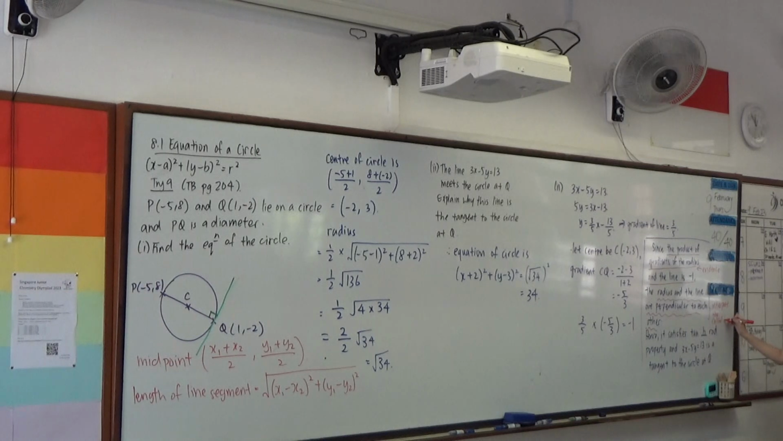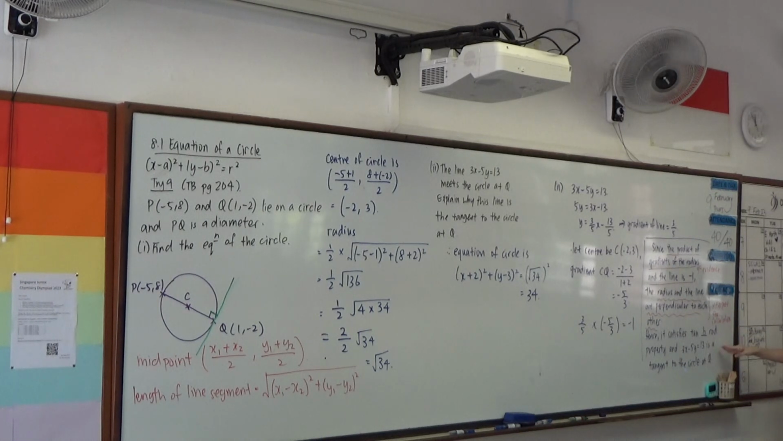You cannot just tell me that because the product is -1, then jump to tangent perpendicular to radius, because that is not the direct link. The tangent perpendicular to radius property doesn't tell you that the product is -1. Product -1 is about two lines being perpendicular to each other. So you need to provide that link. Do that interpretation.